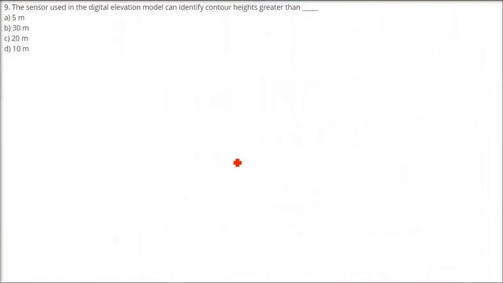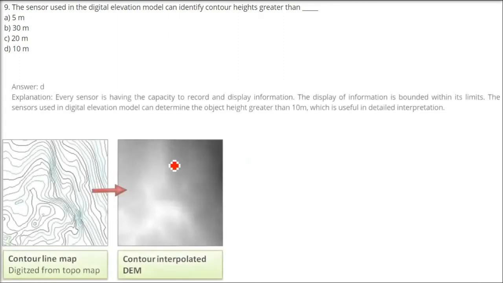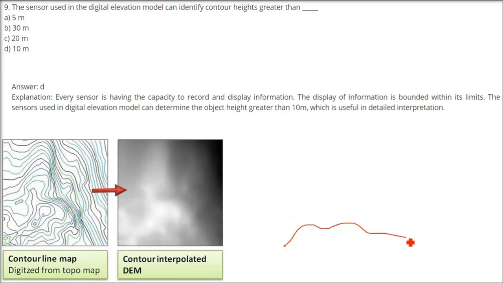The sensor used in the digital elevation model can identify contour heights greater than what? First, what is a contour? What is a digital elevation model? Contours are basically the lines which are at the same height. If you see these 2 points, they are at equal height from the mean sea level. So these are called contours.